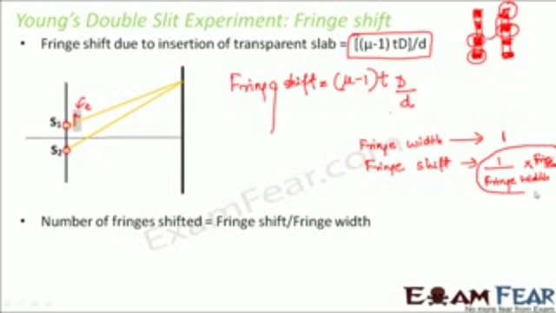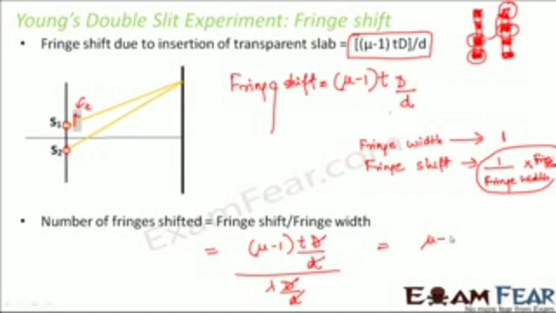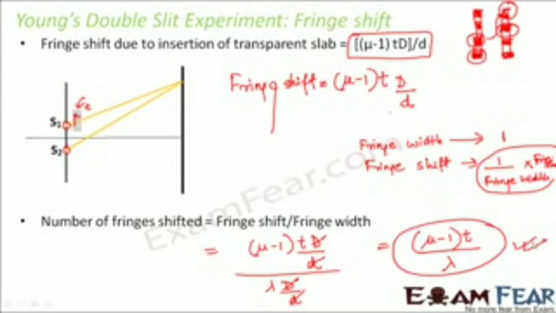So basically this would be the number of fringes. The number of fringes shifted is equal to fringe shift divided by fringe width. The fringe shift is given by (mu minus 1) t, capital D by small d, and this entire thing is divided by the fringe width. And just now we saw that fringe width is lambda capital D by small d. So all these will get cancelled, and the number of fringes that got shifted will be equal to (mu minus 1) t divided by lambda. So in this fashion, we can find out the number of fringes.